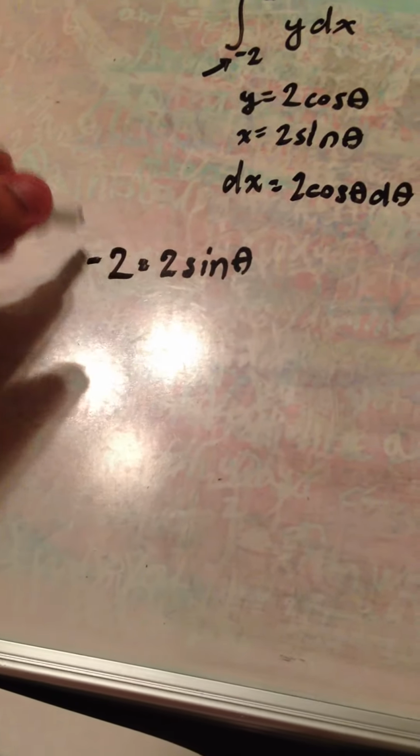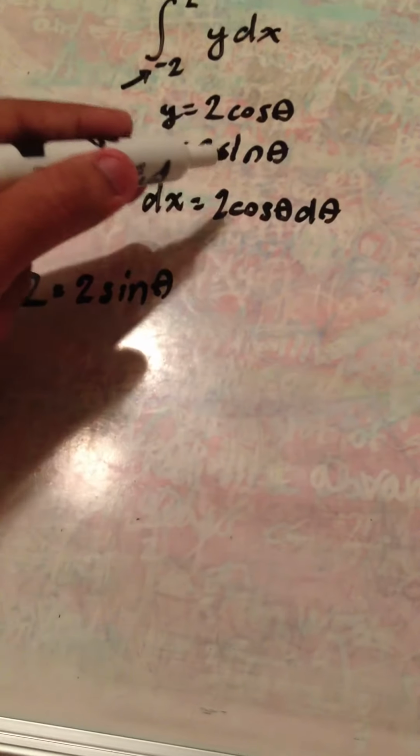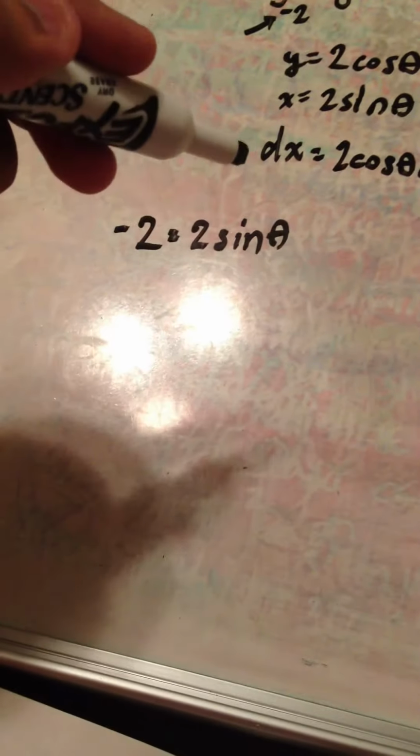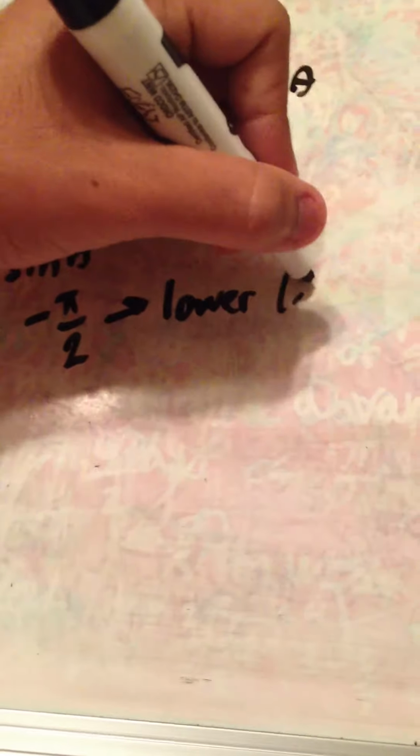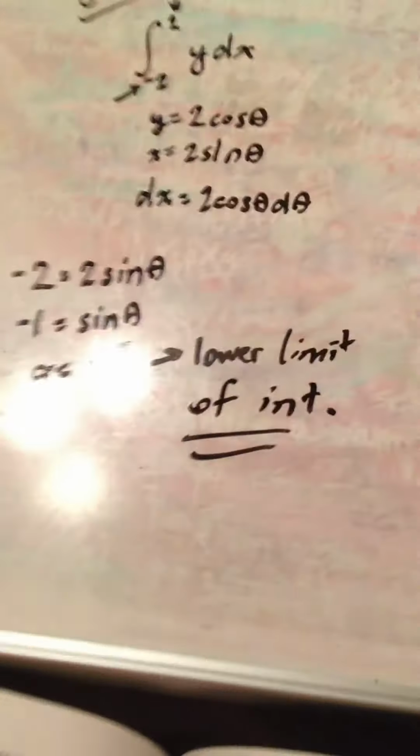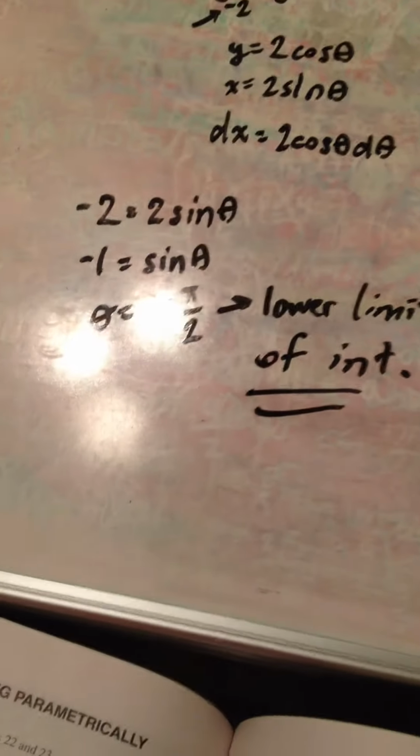Now we put it in terms of theta, because x equals 2 sine theta, so -2 equals 2 sine theta. Then we just solve for that. So it's -1 equals sine theta, and if we solve for that, we get theta equals -pi/2. This is the lower limit of integration. So we get -pi/2 to be the lower limit of integration.